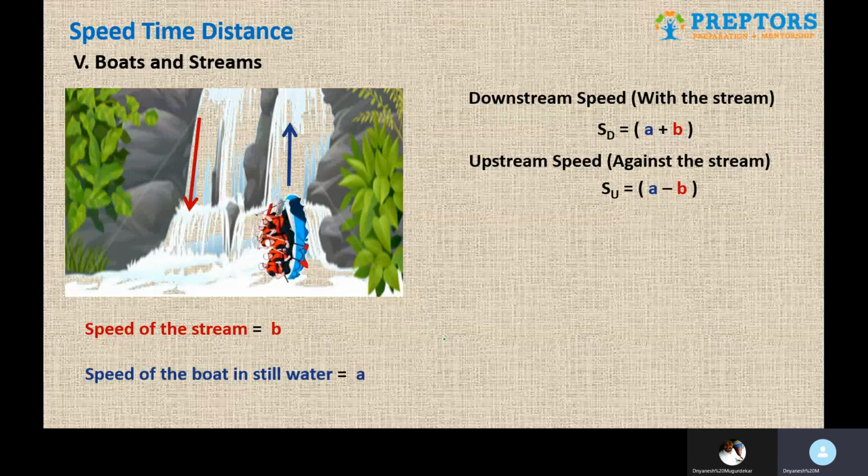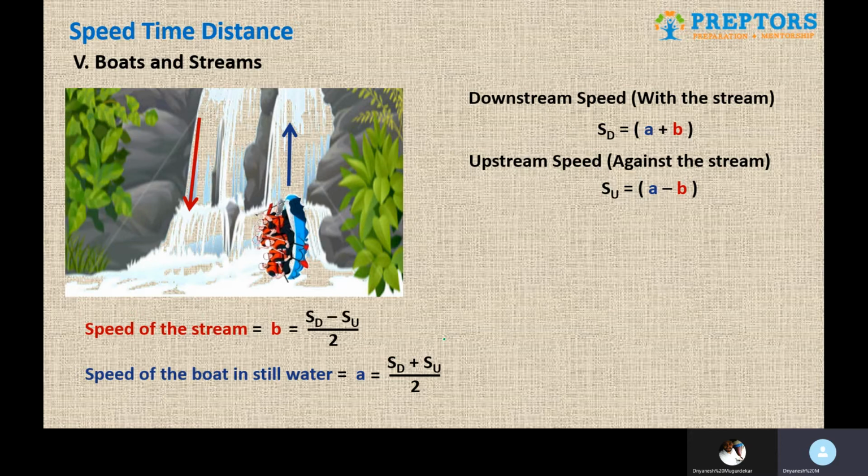Now sometimes what happens is that the examiner doesn't give you A and B separately, but will give you the values of upstream speed and downstream speed, and from there, using these two linear equations, you should be able to figure out the values of A and B. So for finding out A, you'll have to add the two equations and you get the value as SD plus SU upon 2. And for B, obviously you will have to subtract. So B in terms of upstream and downstream speed is SD minus SU upon 2.